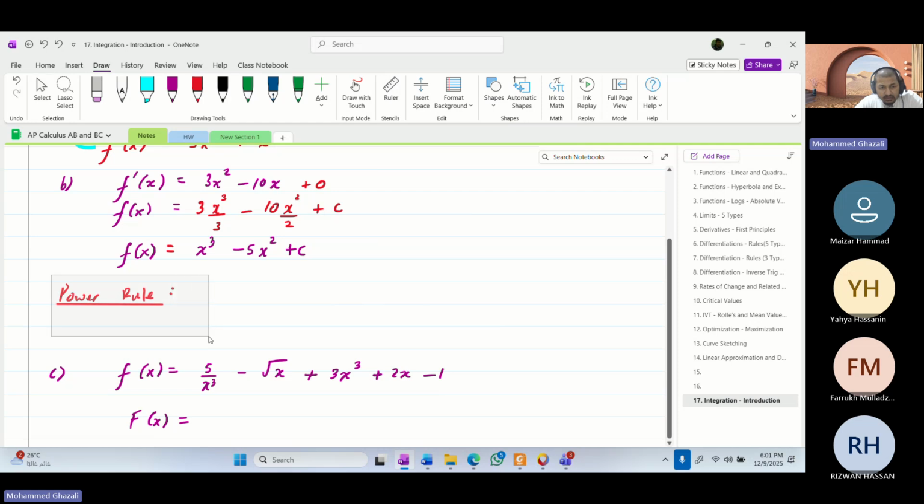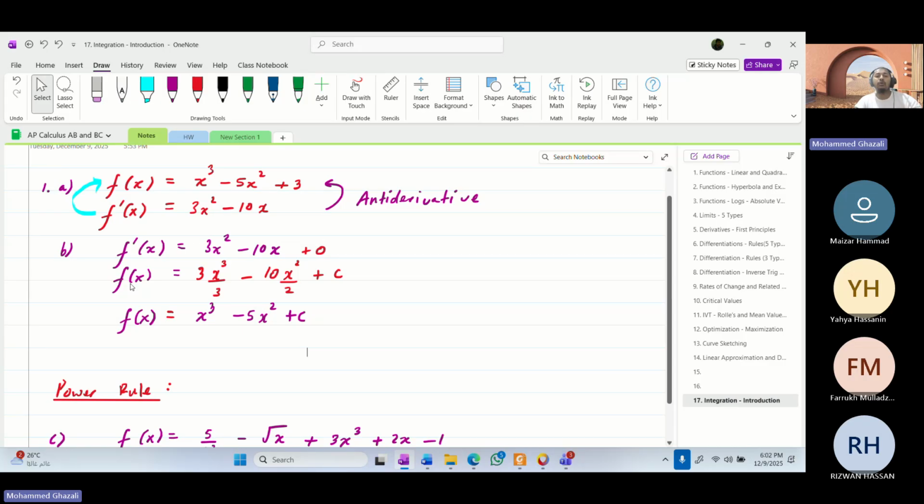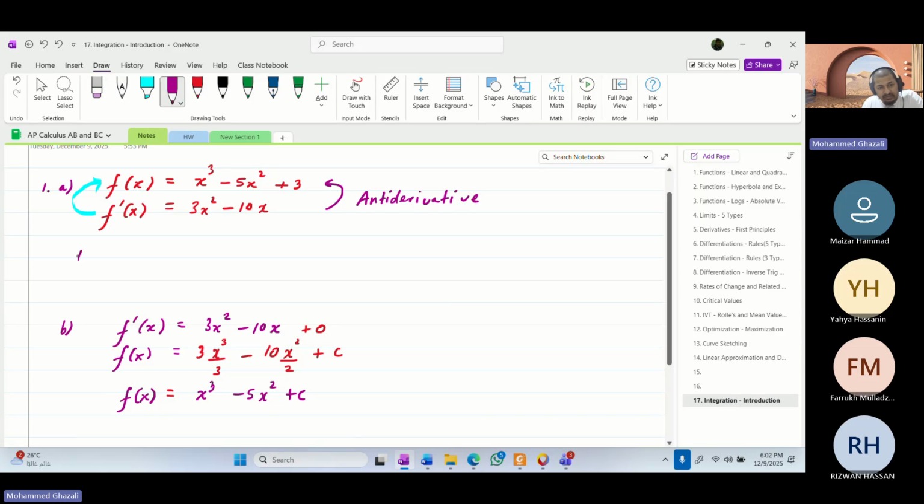All right, going back one second before we do the power rule, look at these functions. What's the notation for antiderivative? Same example, I can also write it out like this. The notation is the integral. You see, it's a curly s. You can draw it in many forms, right? So the integral of, or the antiderivative of, 3x squared minus 10x.